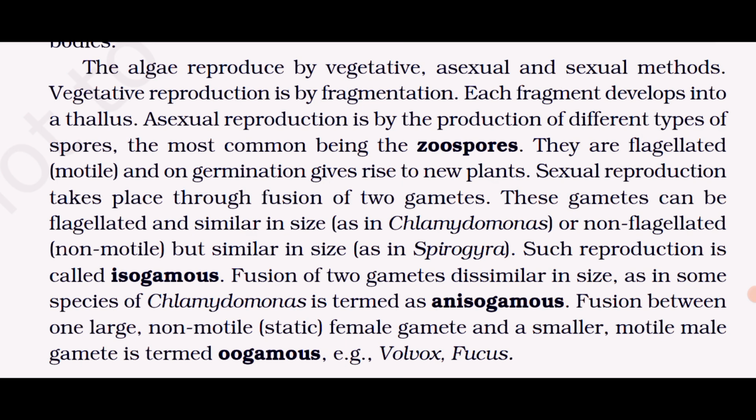Sexual reproduction takes place through fusion of two gametes. These gametes can be flagellated and similar in size as in Chlamydomonas, or non-flagellated, non-motile but similar in size as in Spirogyra. Such reproduction is called isogamous. Fusion of two gametes dissimilar in size, as in some species of Chlamydomonas, is termed anisogamous. Fusion between one large, non-motile, static female gamete and a smaller, motile male gamete is termed oogamous, e.g., Volvox, Fucus.